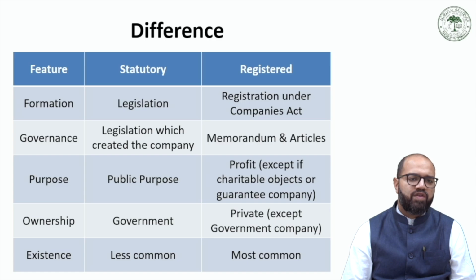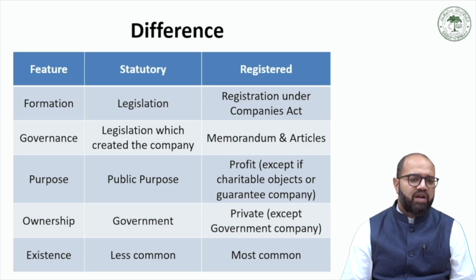The ownership of a statutory company is usually by the government, maybe a state government or a central government, depending upon which legislation has established them. So if it is the Parliament of India, then the ownership is likely to vest in central government. But if it is established through a state legislature, then the ownership is likely to be vested in state government. Whereas registered companies are privately owned. And by privately owned, we mean by non-government entities, except the case of a government company, which we shall be discussing in a later lecture.